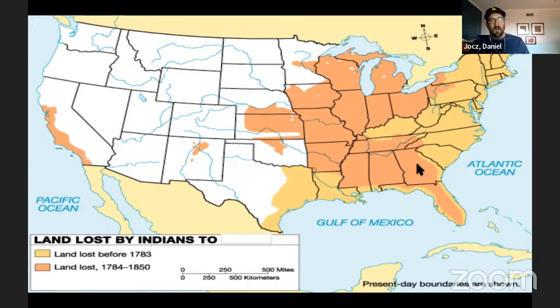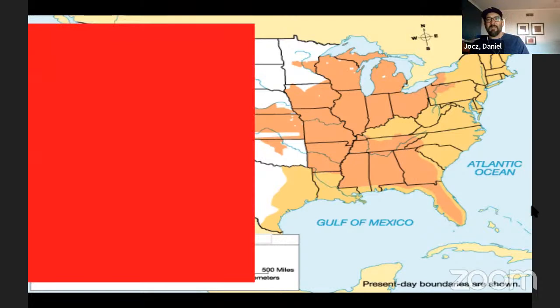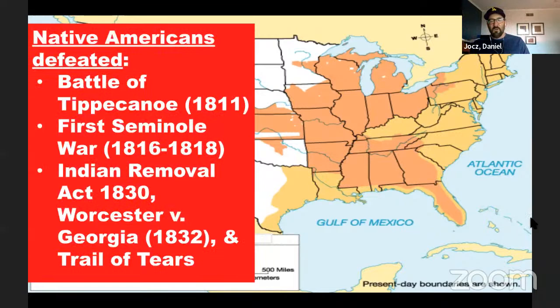And remember, what we see is a whole bunch of instances, and this is all the background here: the Battle of Tippecanoe, the First Seminole War, the Indian Removal Act. Remember the Supreme Court case, Worcester versus Georgia, basically telling the Cherokee Indians, you have a right to the land. And then Andrew Jackson says, nah. And of course, later on, the Trail of Tears.